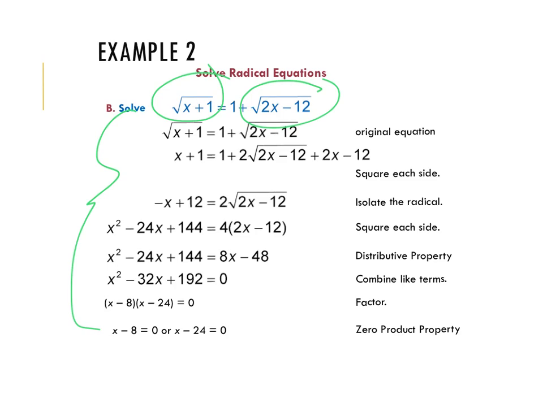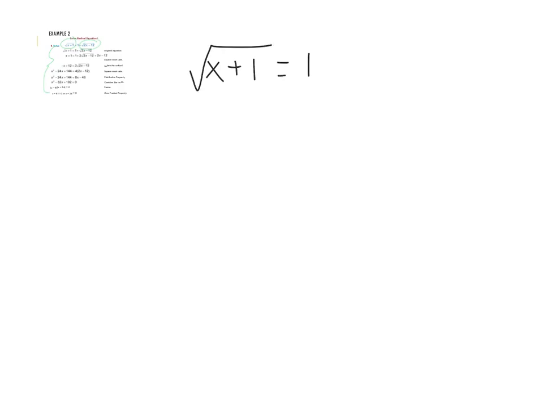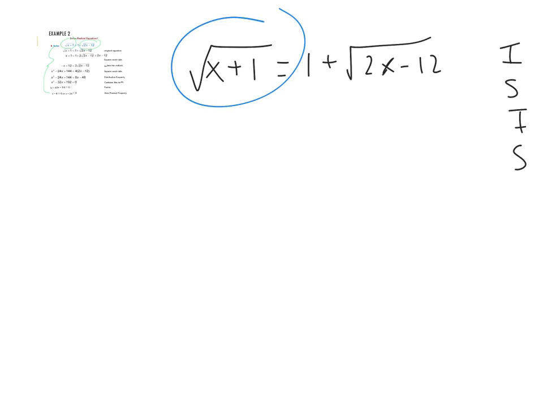I'm just going to zoom this down a little bit so we get lots of room here to write. So here we go. The equation is the square root of x plus 1 equals 1 plus the square root of 2x minus 12. Okay, so remember ISIS, not the terrorist group, stands for isolate, square, isolate, square. The first thing I do when I look at this is I'm thinking to myself, I already have one of my radicals isolated right here. So I'm just going to start off by squaring both sides.